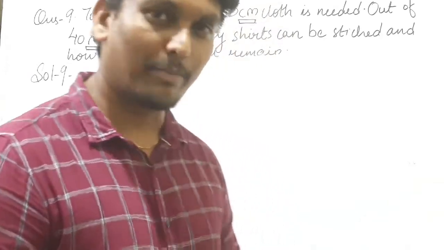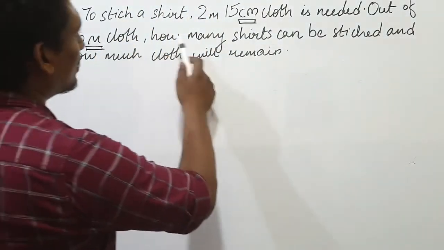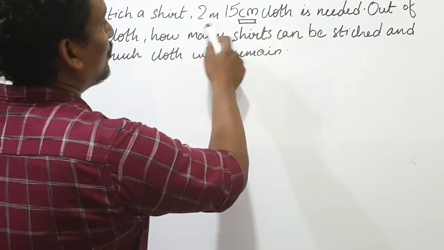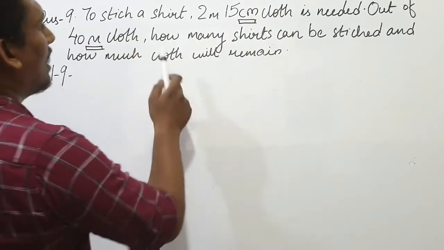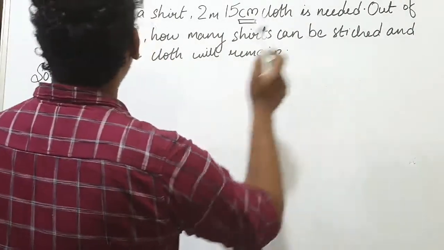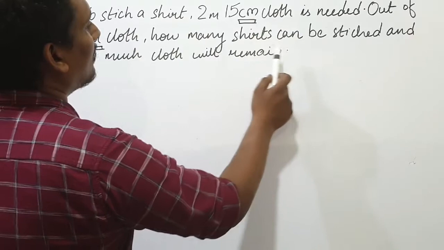Come to question number 9. I'm reading the question. To stitch a shirt, 2 meter 15 centimeter cloth is needed. Out of 40 meter cloth, how many shirts can be stitched and how much cloth will remain?